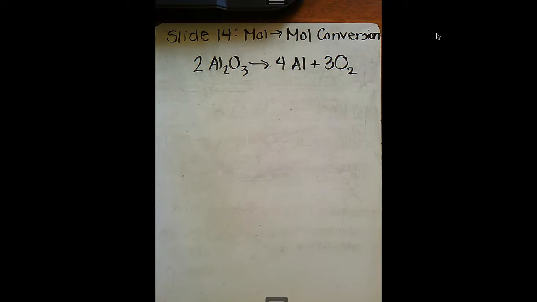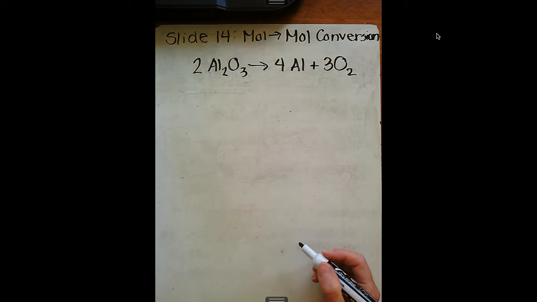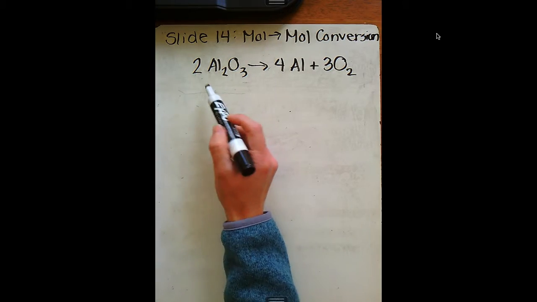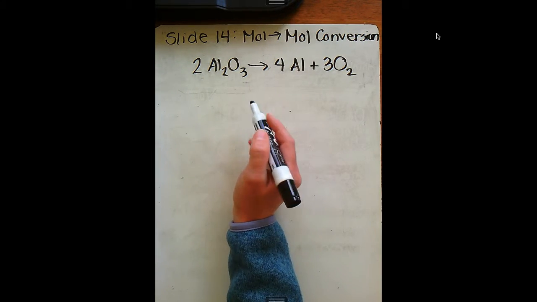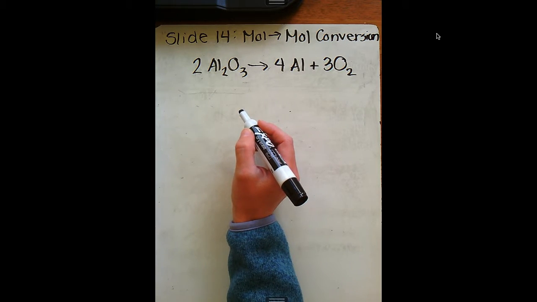I'm looking at slide 14 on the Stoich PowerPoint. We're still in the mole to mole conversions using mole ratios. You see that I've written down the balanced chemical equation, which is always step one here. Then the question is asking you how many moles of aluminum can be produced from 13.0 moles of aluminum oxide.